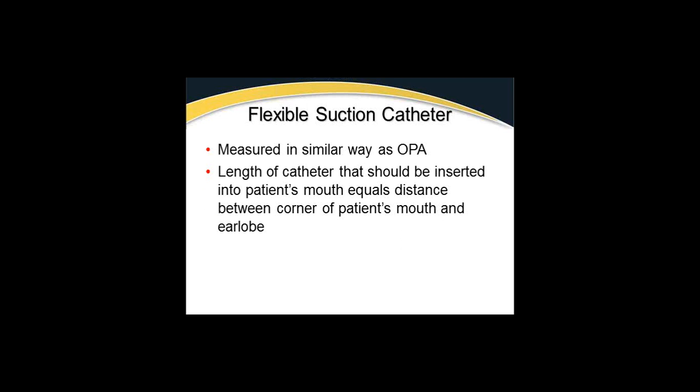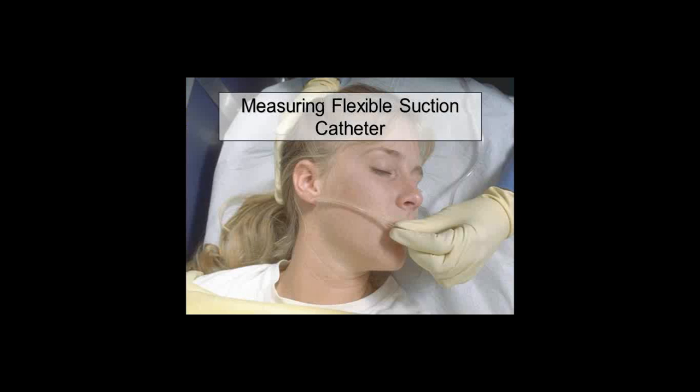To measure our flexible suction tip, we're going to measure it the same way as we did an oropharyngeal airway. Corner of the mouth to the earlobe, and then you just keep your fingers right there. That's as far in as you're going to go with that device if you're going to suction the mouth. If you're going in the nose, just barely into the inside of the nose is about as far as you're going to go. So again, corner of the mouth to the earlobe is about as far as we're going to go, and they show you that there.